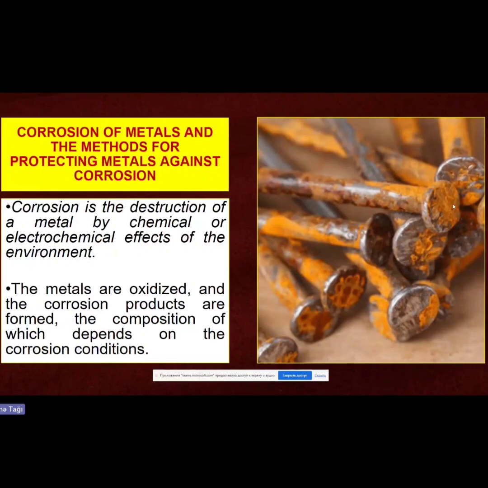In the environment there are some chemicals which cause the destruction of metal. Sometimes there are some chemicals but also some electricity, so metals get destroyed as a result. This is called corrosion. So an oxidation reduction reaction happens. Metals are oxidized, so they lose their electrons, and that's why they get destroyed.